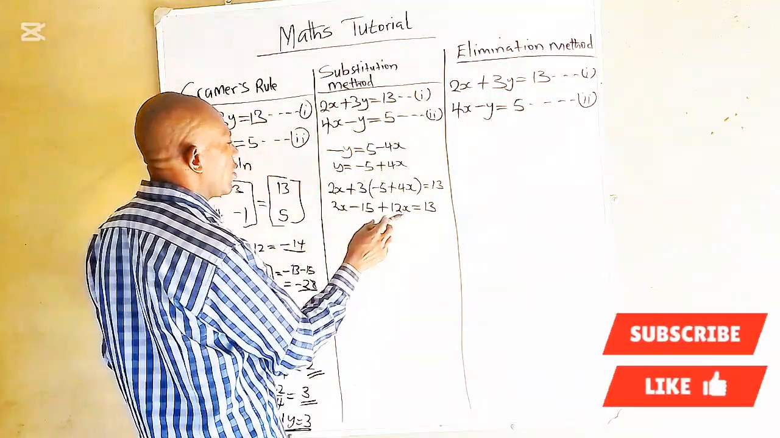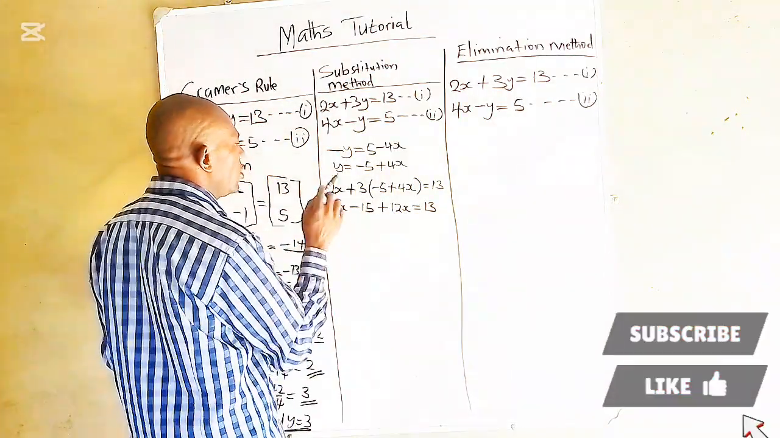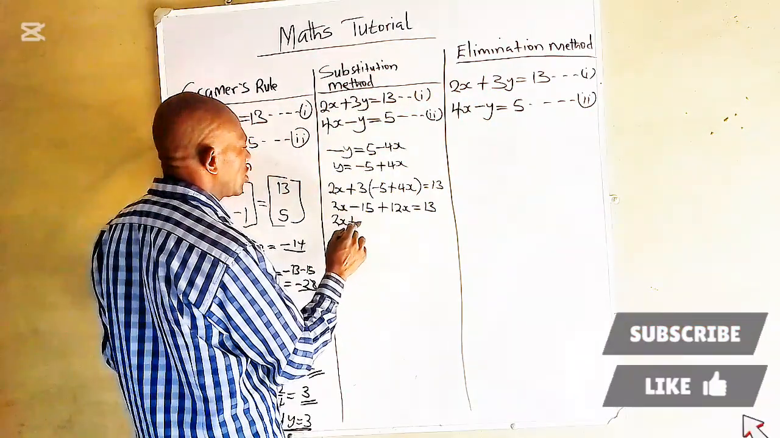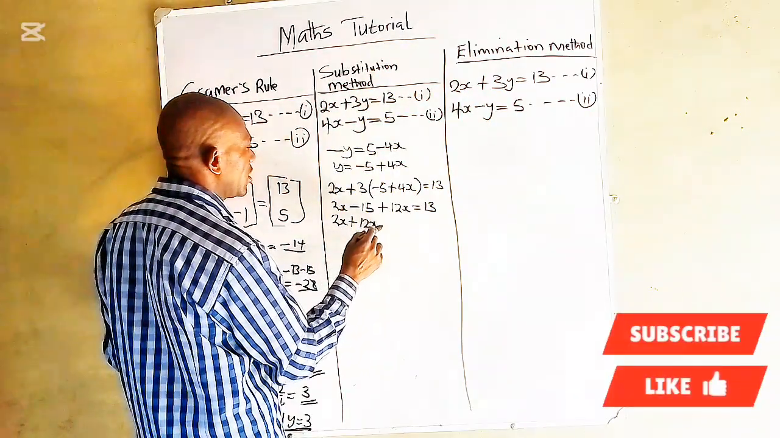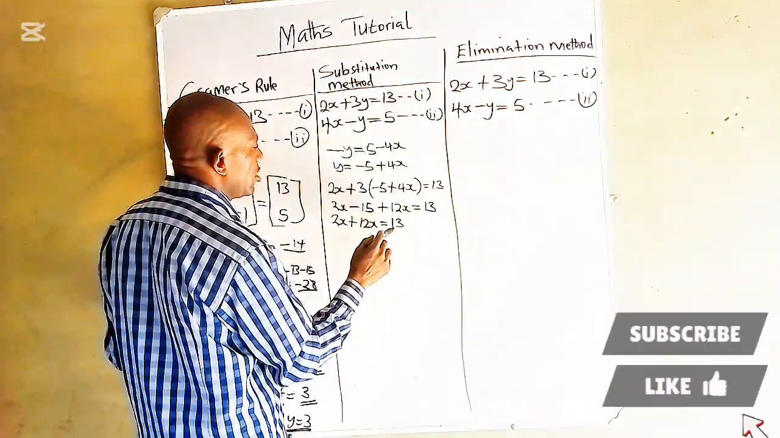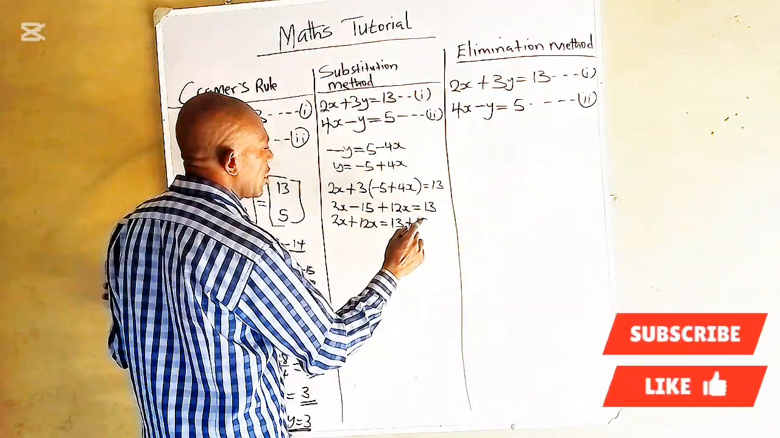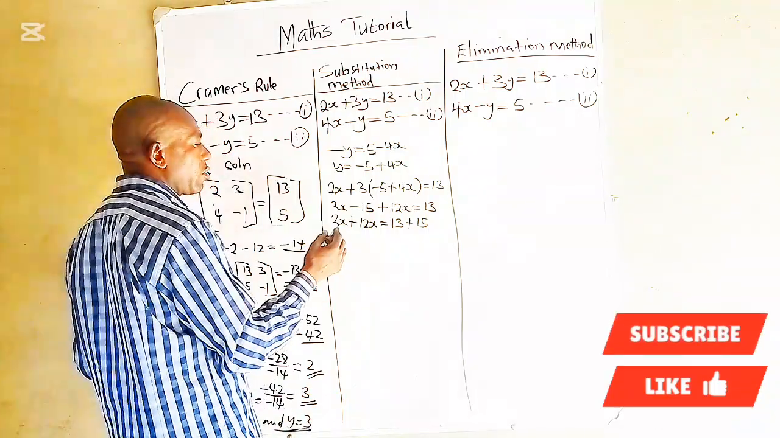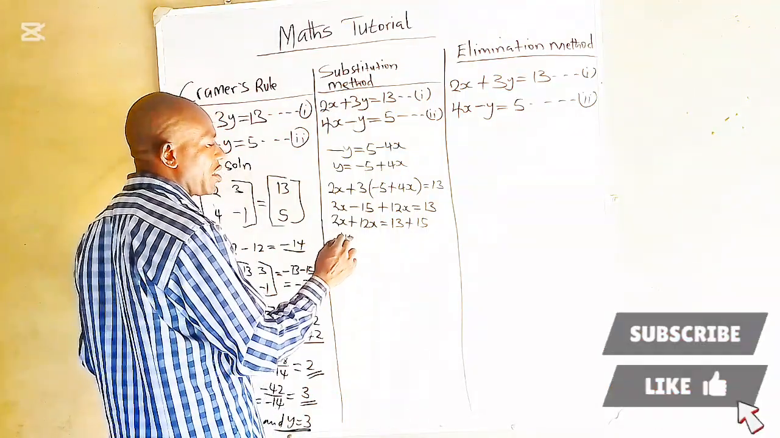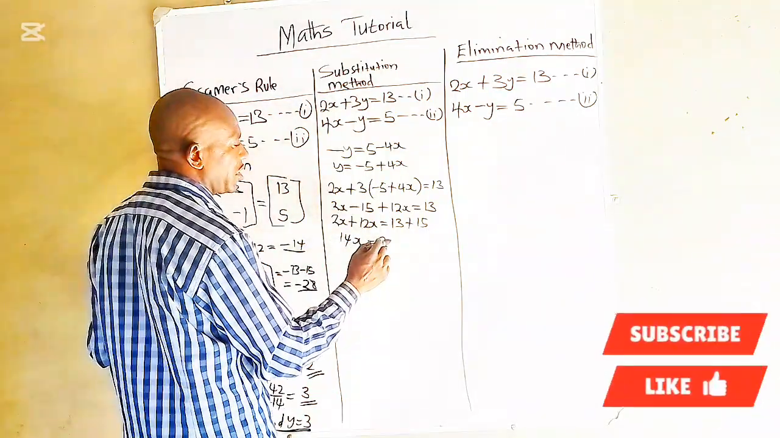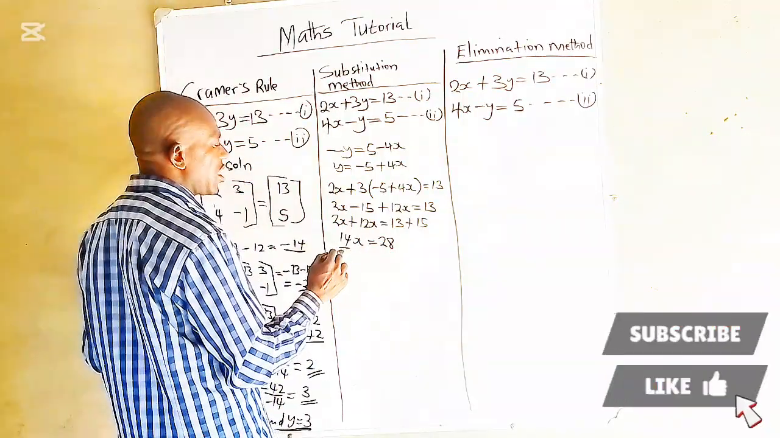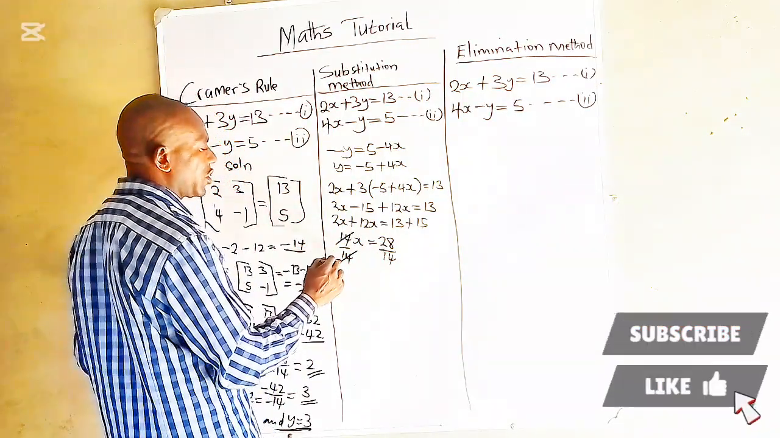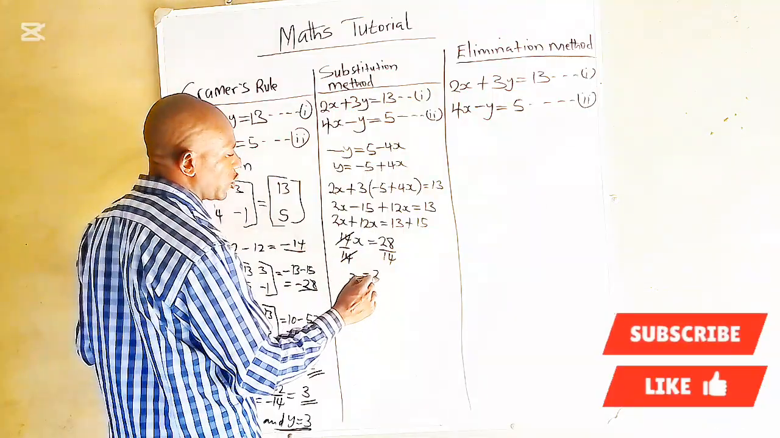So at the end, we're going to collect like terms at this point. We collect like terms: 2x plus 12x equals 13 plus 15, because 15 has crossed to the right-hand side. Okay, so when you add these together, we have 14x equals 28. Divide both sides by 14 so that we can have the value for x. When you cancel this, you cancel this. Our x is equal to 2.